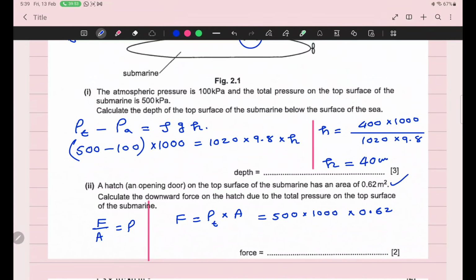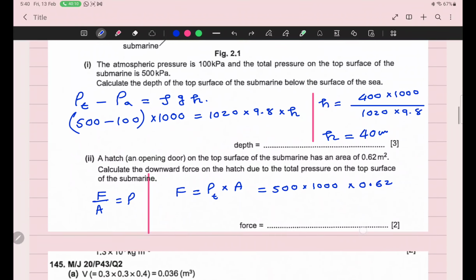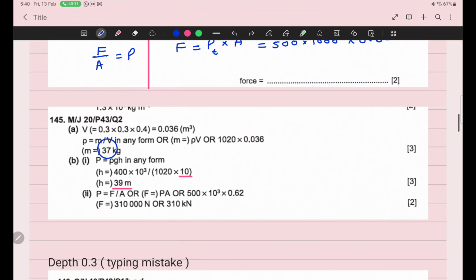Area of H, it is 0.62. But Ammar, I think you are in form. You are in very good form. Then if you multiply all these numbers, then what is the total force? What is the total force?